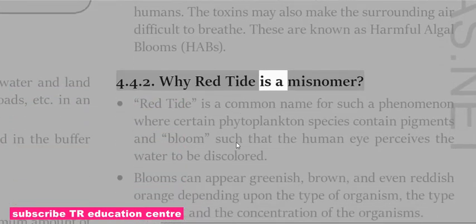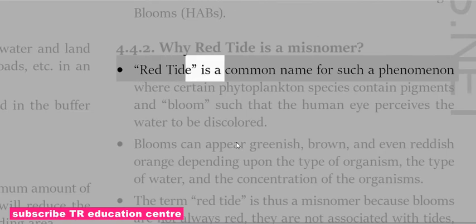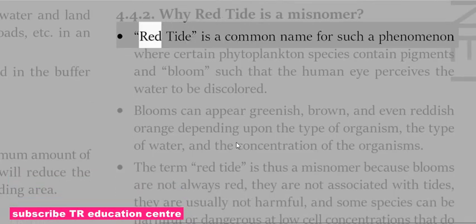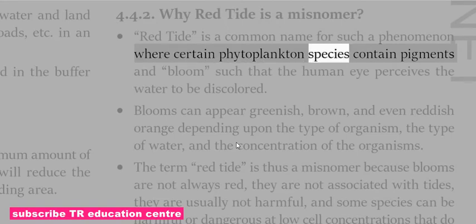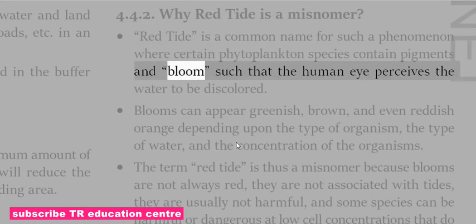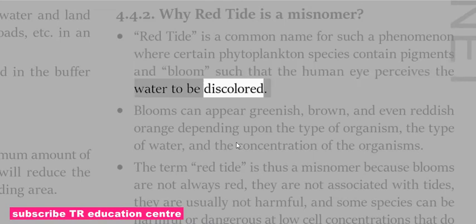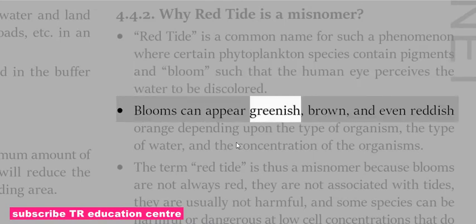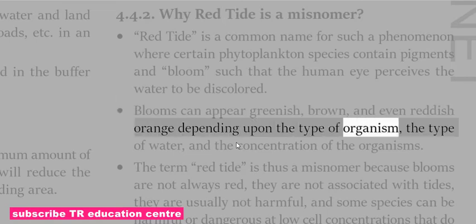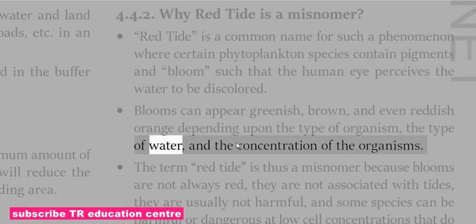Why red tide is a misnomer. Red tide is a common name for such a phenomenon where certain phytoplankton species contain pigments and bloom, such that the human eye perceives the water to be discolored. Blooms can appear greenish, brown, and even reddish-orange depending upon the type of organism, the type of water, and the concentration of the organisms.